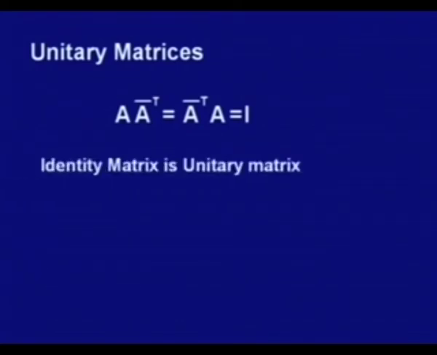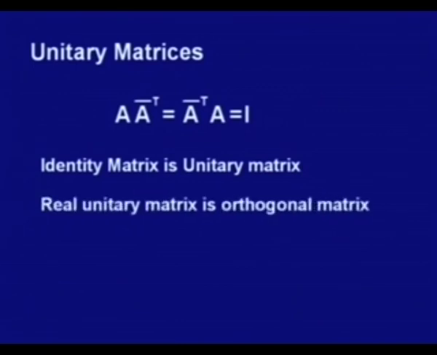In the same sense, the identity matrix is a unitary matrix, because the identity matrix is a real matrix that satisfies this property. So, it is not only orthogonal, it is unitary also. Now, as I told you, a real unitary matrix is an orthogonal matrix, because for a real matrix A bar transpose is nothing but A transpose. So, this property will be satisfied.